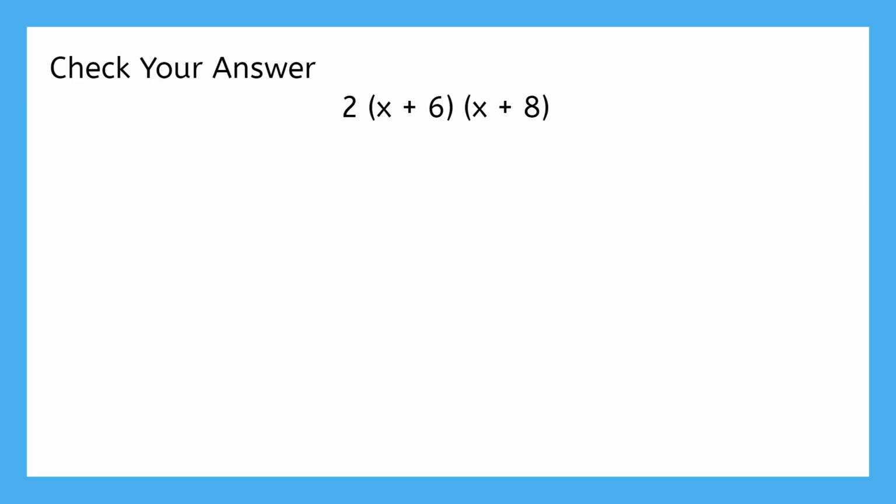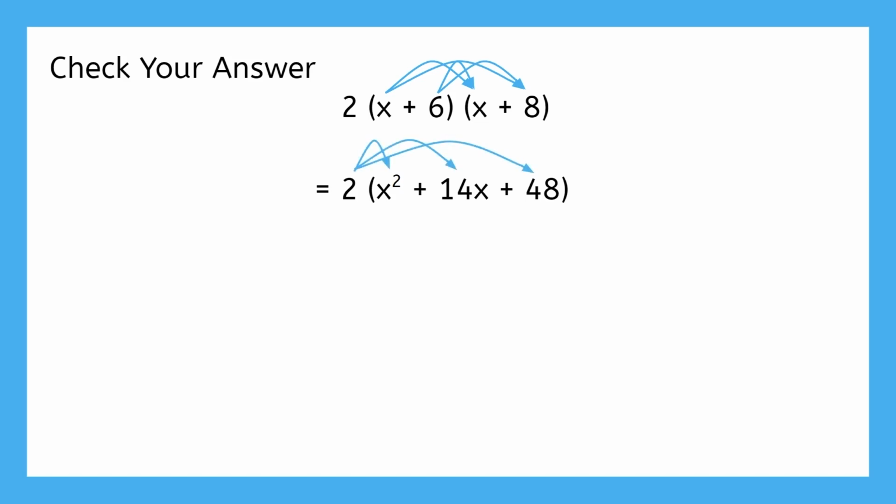Let's check our answer just to be sure. We redistribute the two binomials by FOILing, and we get x squared plus 14x plus 48. Like we said before, the two binomials aren't the only factors. The monomial GCF is also a factor. So we redistribute that in as well. And there it is. We're back to where we started, proving that we found the correct factors.